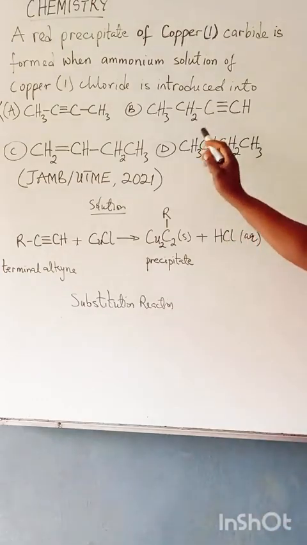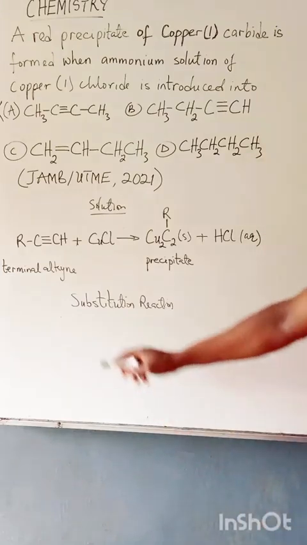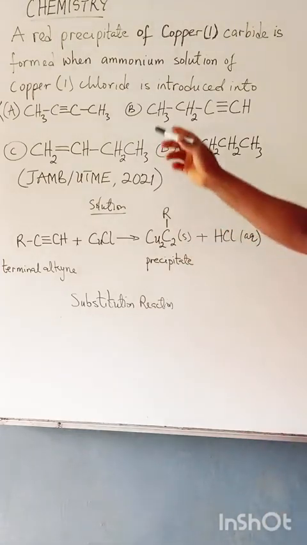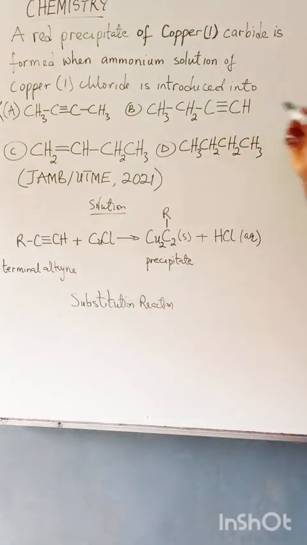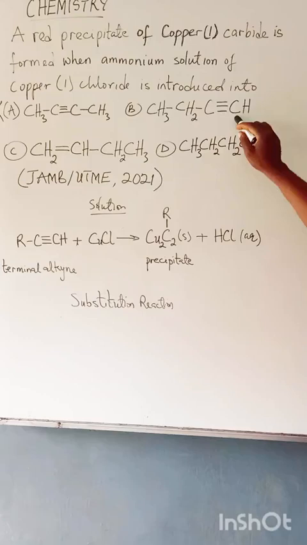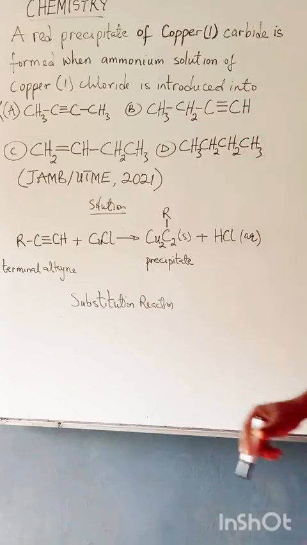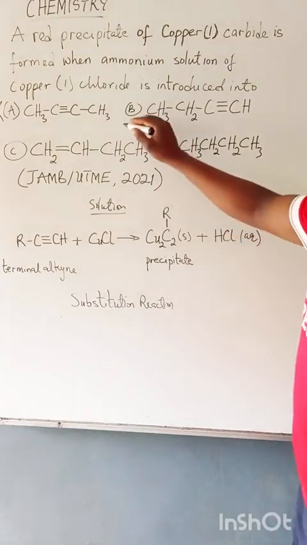Do we have another alkyne here? Yes, that's option B. Let's check. Is it a terminal alkyne? That is, the carbon-carbon triple bond, is it at position 1? Let us check. 1, 2, 3, if we count from left. Then counting from right, 1. Is this a terminal alkyne? Yes, it is a terminal alkyne. Therefore, we expect this terminal alkyne to give us this reaction, this precipitate. This is the correct option.